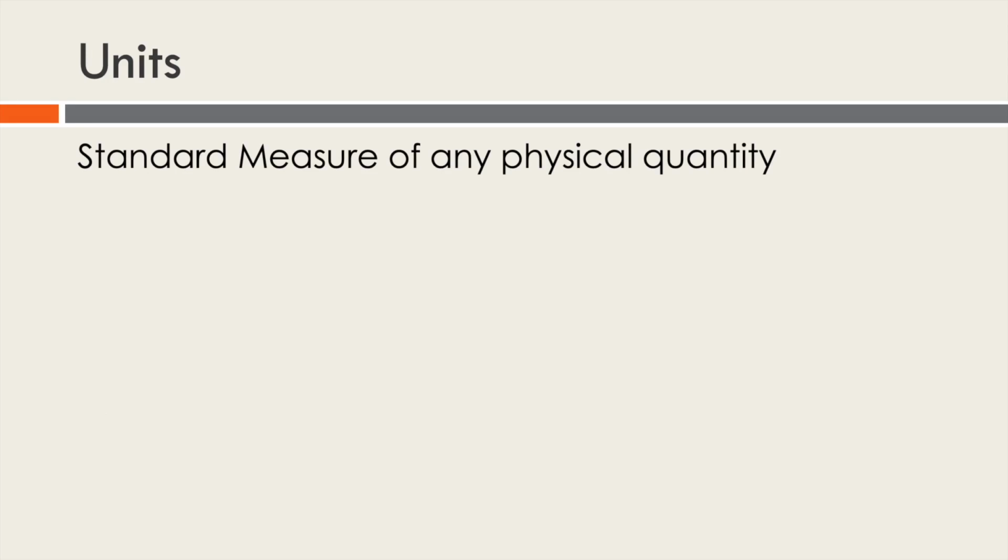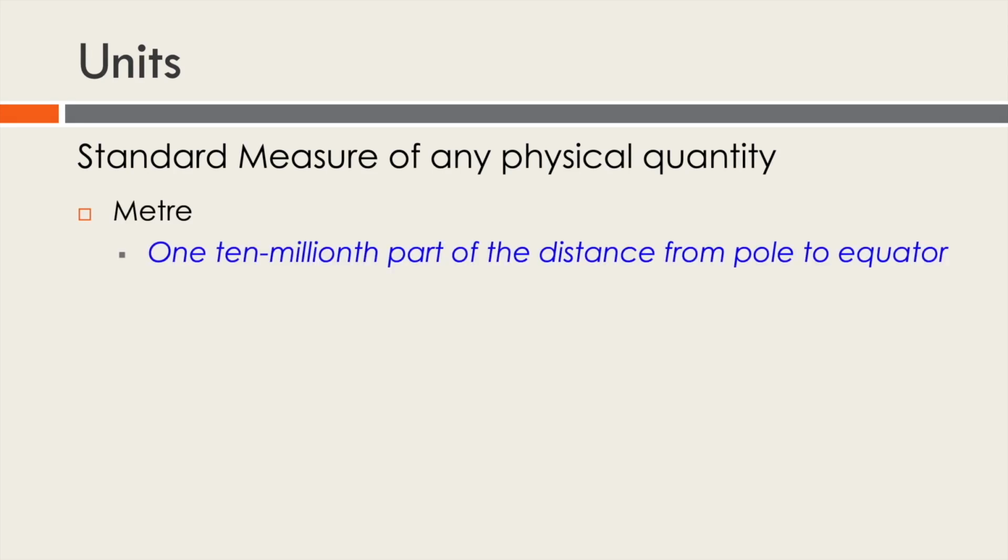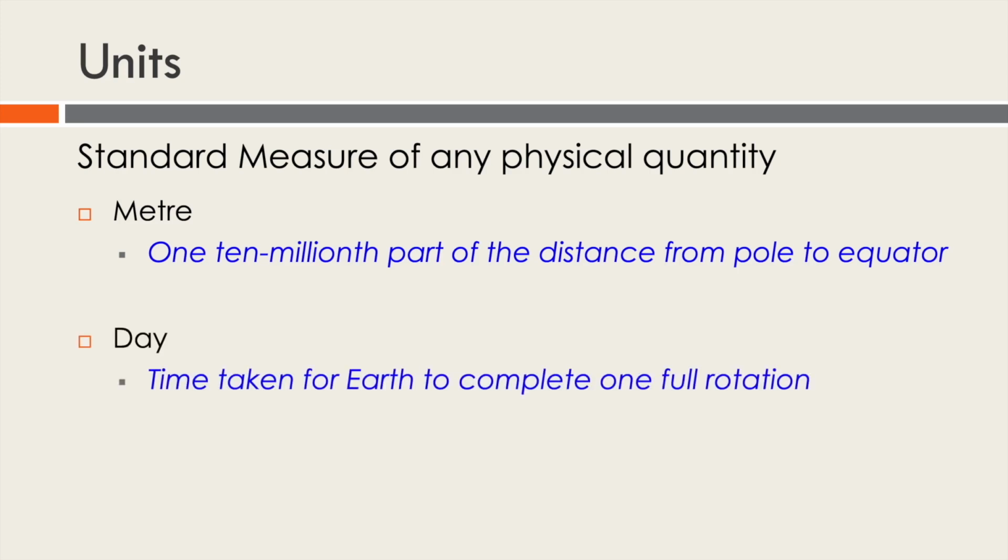And what is a standard measure? For example, if you look at the meter, this is the standard measure of a meter. If we measure the distance from the pole to the equator and divide this distance into 10 million equal parts, each of these parts would be equal to 1 meter. And a day? It is the time taken for the earth to complete one full rotation. And the second is a definite fraction of the day.